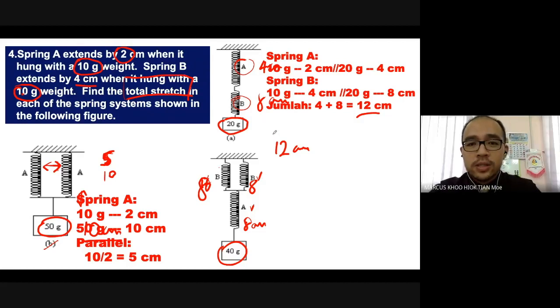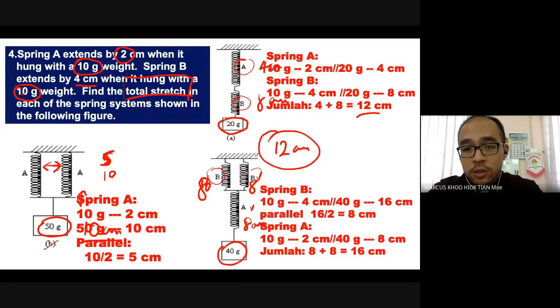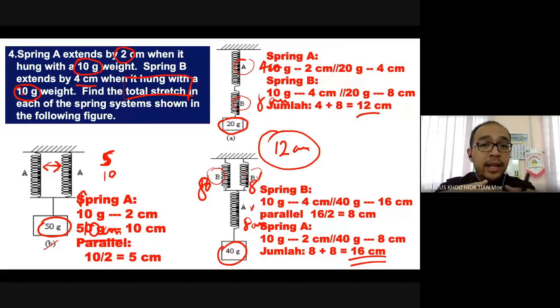That's why. So how did you get this 12? Maybe you forgot that this is B. Spring B and spring A are different. Okay, so it should be 16. B actually should extend 16, but because it's parallel, it is shared. The extension will be shared equally. So be very careful with this.